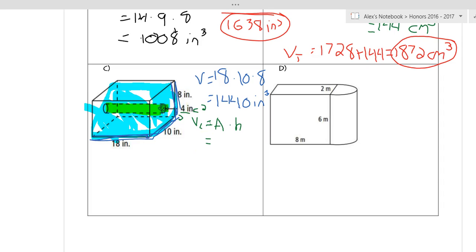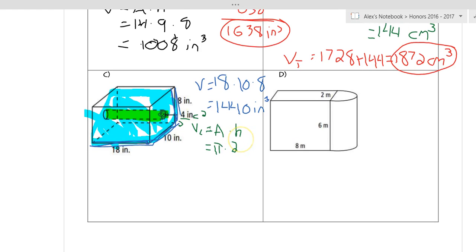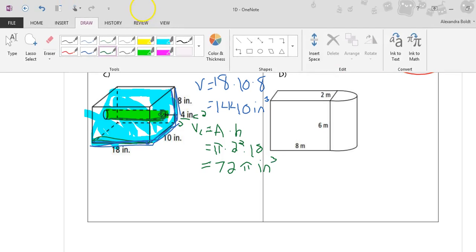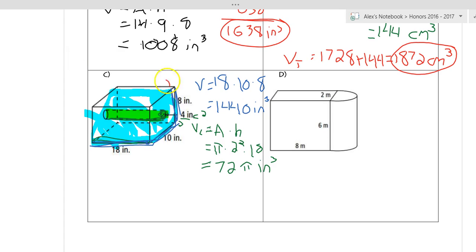So the area of that circle is pi times 2 squared, times the height, which is this whole length, which is the same as this. So I have pi times 2 squared times 18. When I multiply all those together, I get 72 pi inches. Now again, I took this whole prism and then I took out that cylinder.